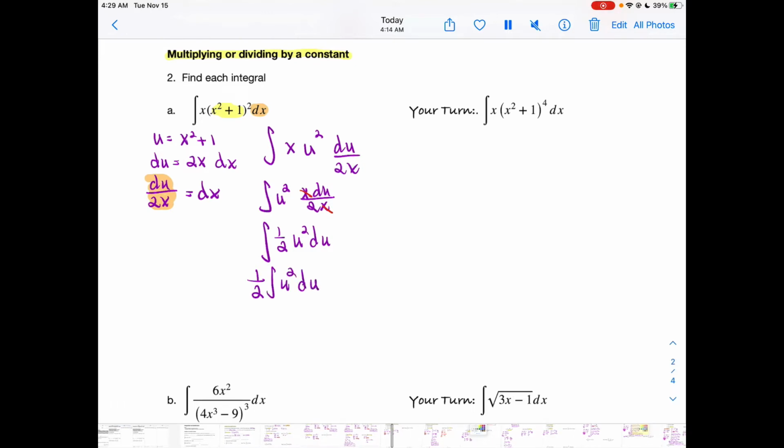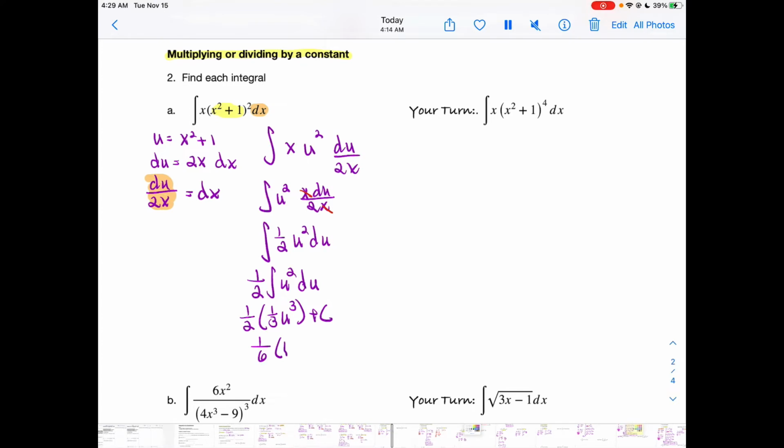And I can factor out that 1/2. And the integral of u squared we know to be 1/3 u cubed. And then we multiply that together. I get 1/6 u, which remember is x squared plus 1, quantity cubed plus c. And that would be our integral of this problem.